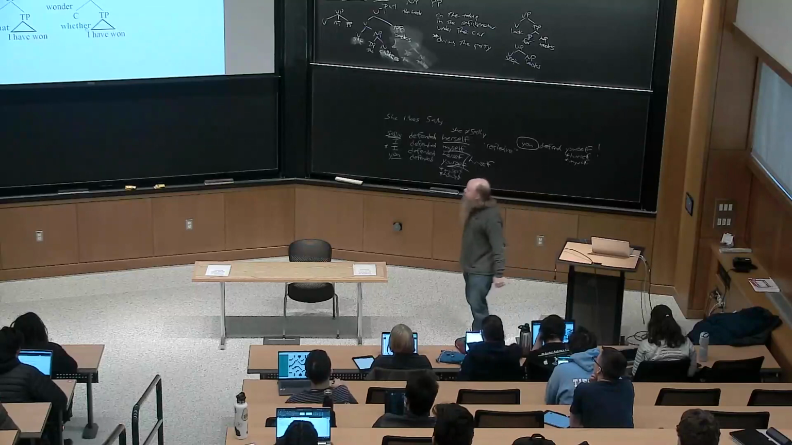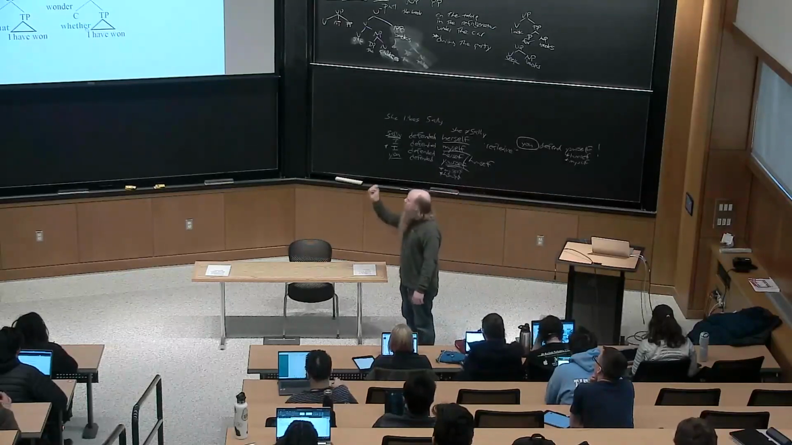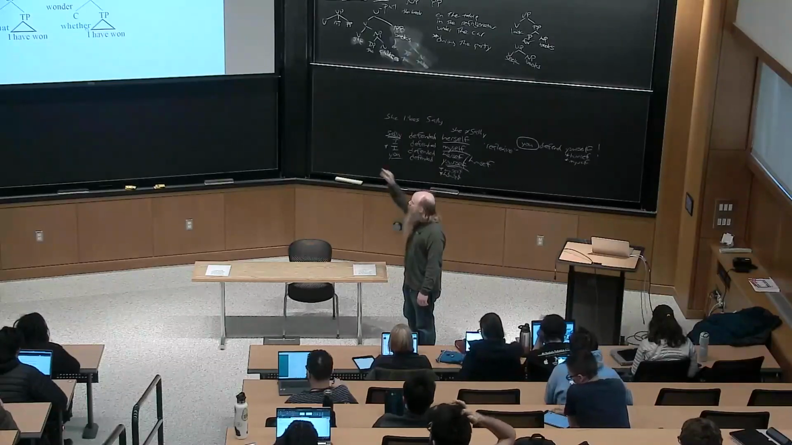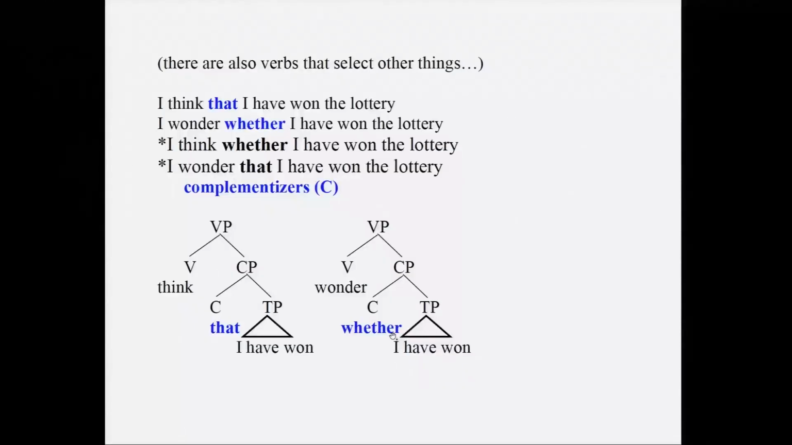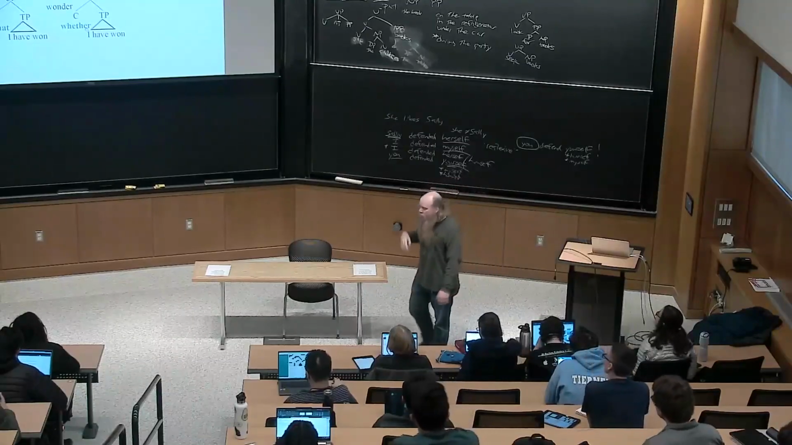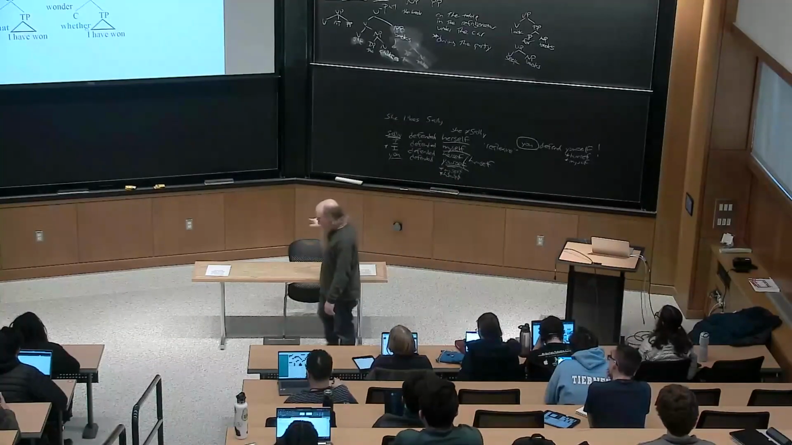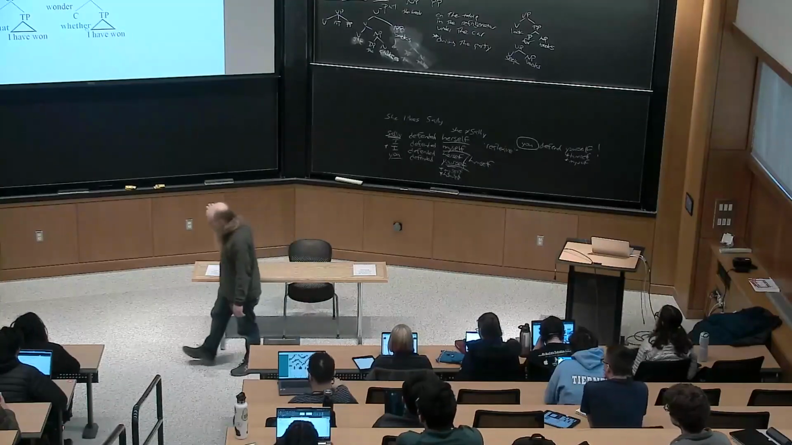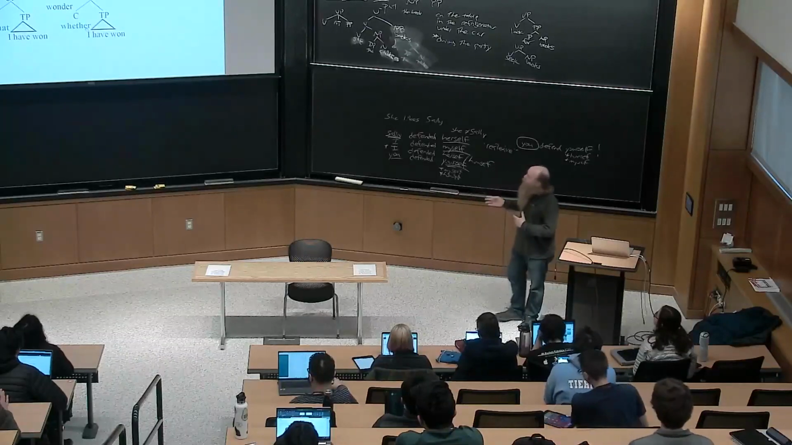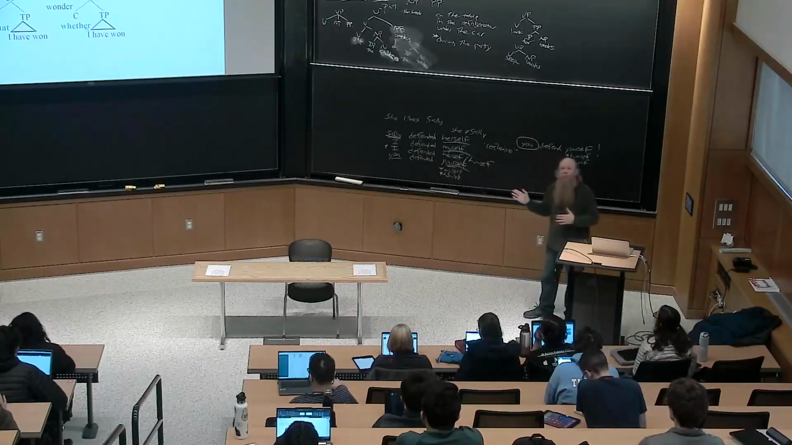Specifically, it's a selection relation that's picky about these words that introduce the clause, that come at the beginning of the clause. Words like that and whether. So think can be followed by a clause where the word that introduces the clause is that. You can say things like, I think that I have won the lottery. Wonder can be followed by a clause where the word that introduces the following clause is whether, as in I wonder whether I have won the lottery. And these verbs can't be switched. You cannot say, I think whether I have won the lottery. You cannot say, I wonder that I have won the lottery.